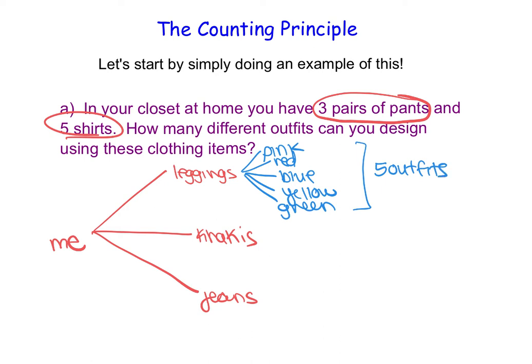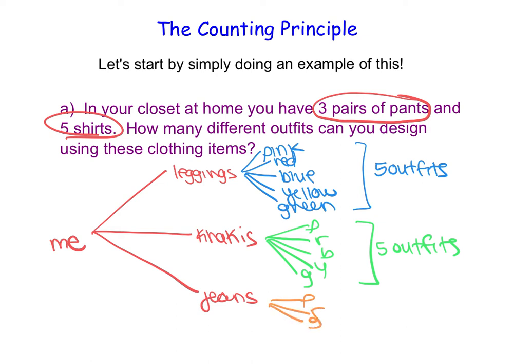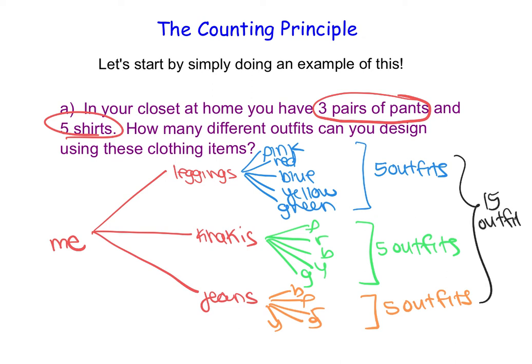Now I can do the same thing with the khakis, and I can do pink, red, blue, yellow, and green. So I have 5 outfits that result from the khakis. And then I can repeat this process again with the jeans. I can do pink, red, green, blue, and yellow. And so I have 5 outfits with the jeans. So when I look at this situation, I notice that I have a total of 15 outfits.